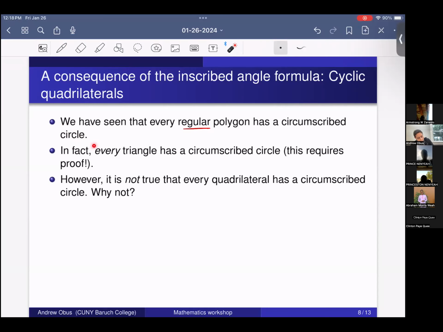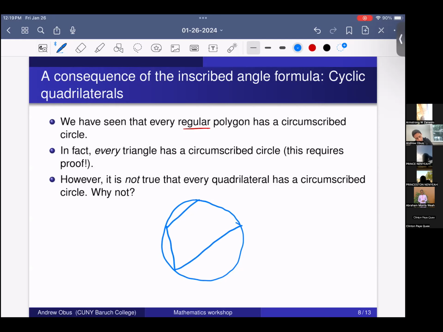In fact, every triangle has a circumscribed circle, regardless of what the triangle looks like. It doesn't have to be a regular or equilateral triangle. It can be any triangle at all, and it's always going to have a circumscribed circle. But it's not true that every quadrilateral has a circumscribed circle. And what's a reason why not? Well, let's say that I have a quadrilateral with a circumscribed circle. A circumscribed circle just means a circle that goes through every vertex, right?